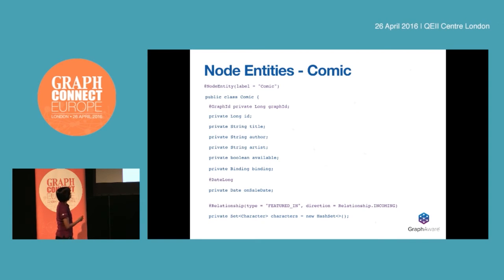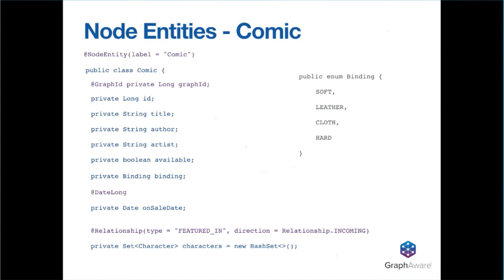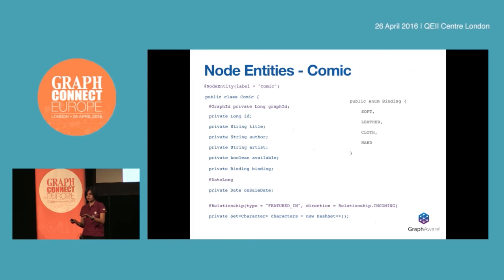Relationship is really the same. Binding is an enum, right? So you don't have to supply a converter to it. That's what it looks like. This is the binding of your comic book. You don't have to supply a converter because we already have this converter built in. So if you have an enum that we can recognize, by recognize I mean it's scanned with your domain packages, we will automatically convert the enum to a string property and store it on your node and convert it back to your enum when you load the entity from the graph.